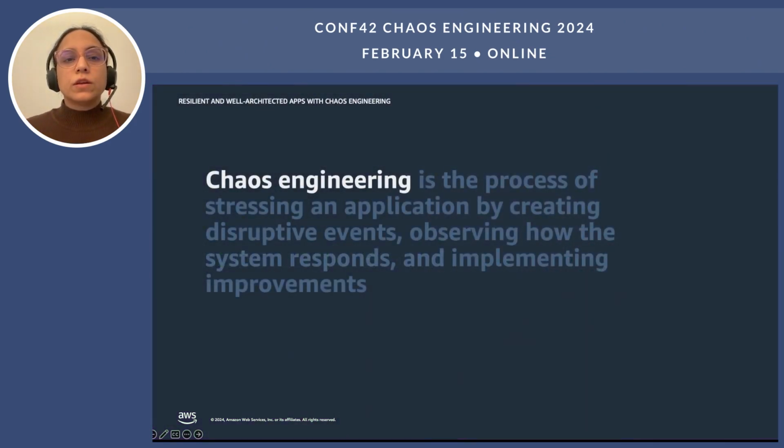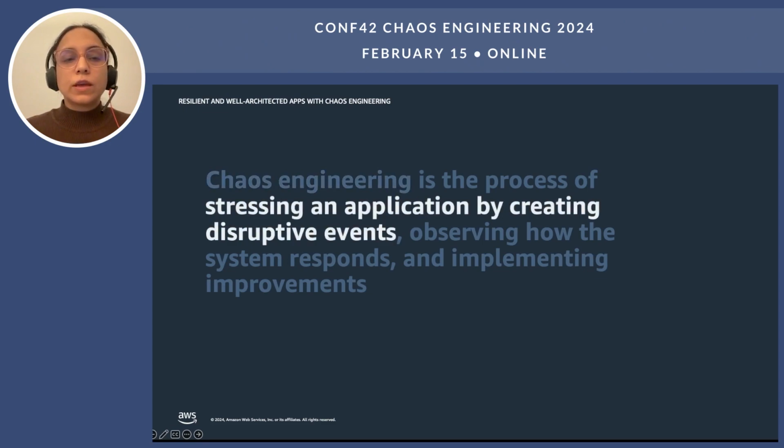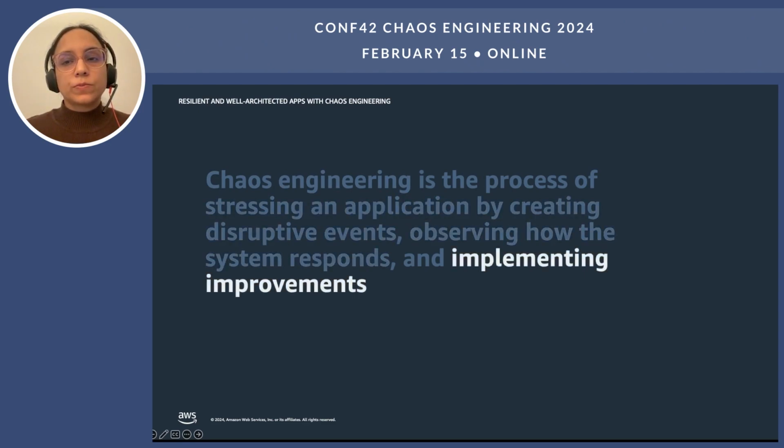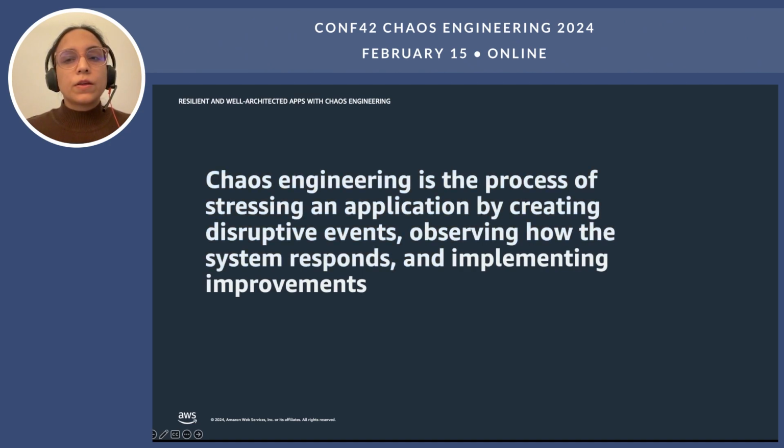Chaos engineering is the process of stressing an application by creating disruptive events, observing how the system responds, and implementing improvements. And we do this to prove or disprove our assumptions about our system's capability to handle these disruptive events. But rather than let those disruptive events happen at odd times during a weekend or in the production environment, we create them in a controlled environment and during working hours.